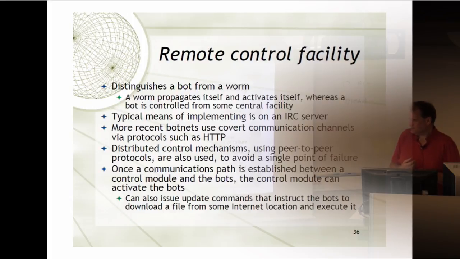We can also use distributed control mechanisms, different peer-to-peer networks and so on. Because if we use a web server or an IRC channel, that's one single point of failure. If someone finds out that we have a botnet here that is controlled by that web server, we can just close down that web server and then the botnet would be without any control. So a distributed control mechanism makes it possible for the botnet to survive people trying to attack it.